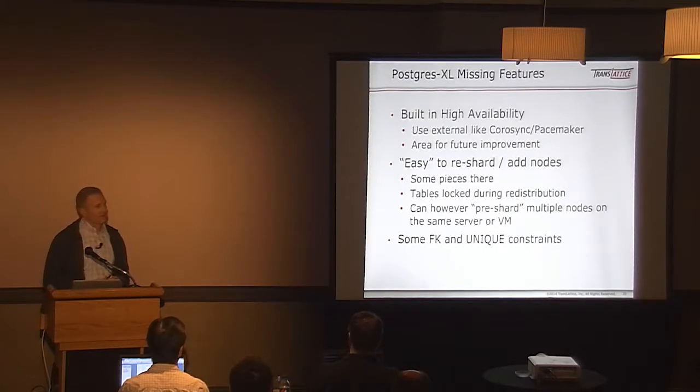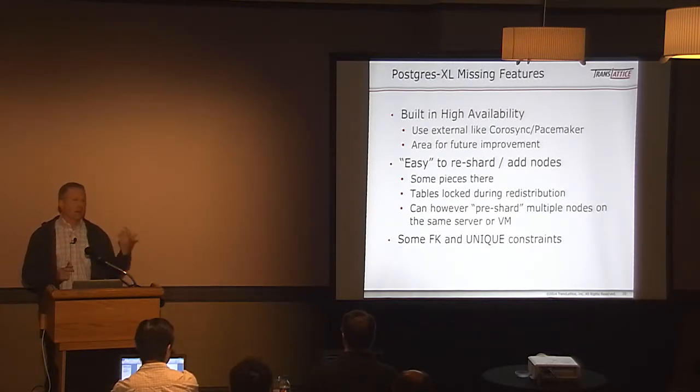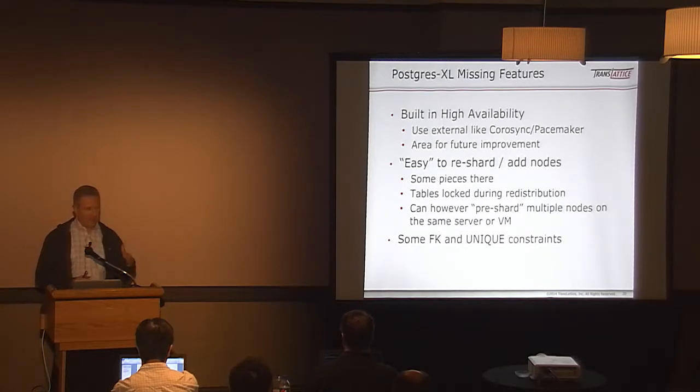Also, another limitation: foreign keys and unique key constraints. At the moment, you can't have distributed constraints. What that means is you can have some. Like, let's say you decide to shard based on one particular column that also happens to be part of the primary key.